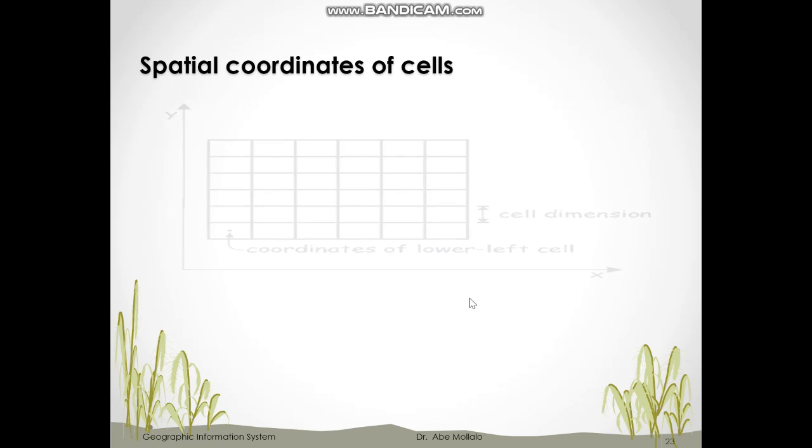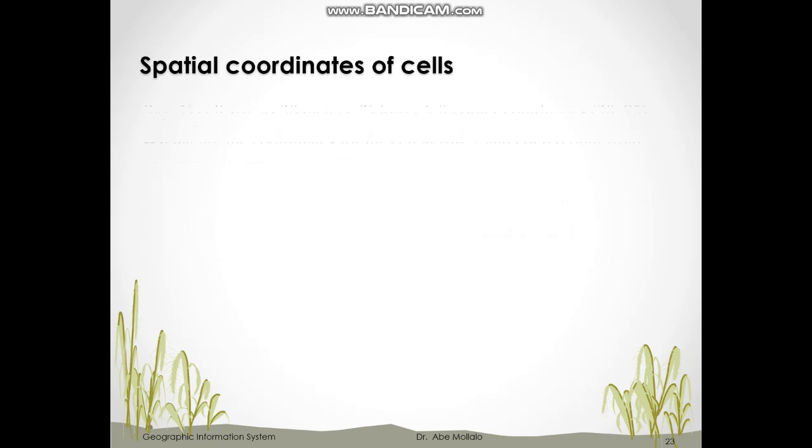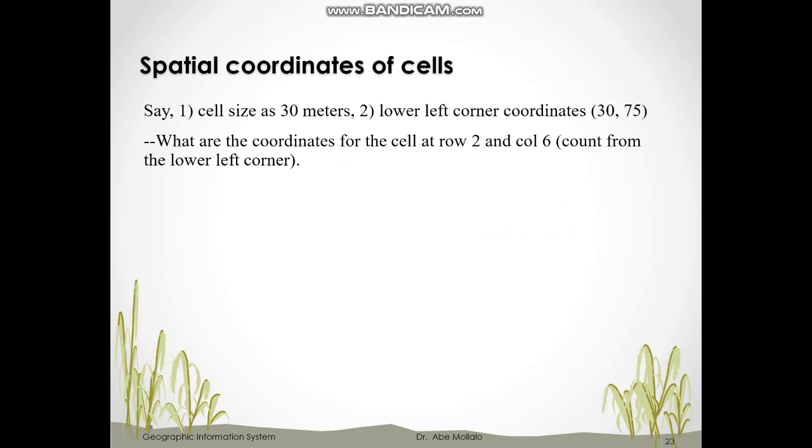So let's see an example. Let's say you have a raster grid. The cell size is 30 meters. As I said, we simply say 30 meters rather than 30 by 30 because it has a square shape. And also we know the coordinates of the lower left corner, which is 30, 75. And we want to know the spatial coordinates of a cell at row number 2 and column number 6, counting from the lower left corner.